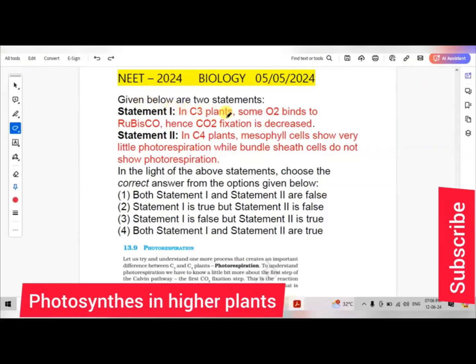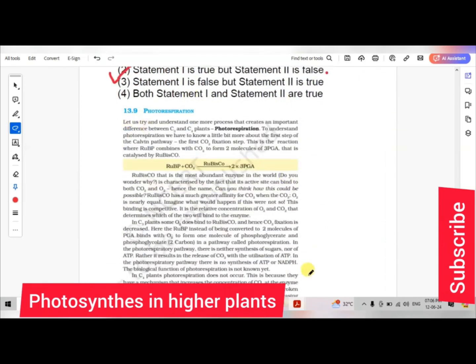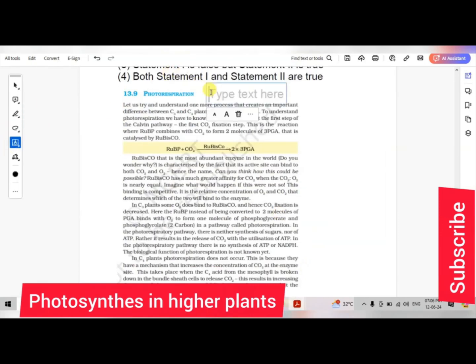Statement 1. In C3 plants, some O2 binds to rubisco and hence CO2 fixation is decreased, and it's right. Statement 2. In C4 plants, mesophyll cells show very little photorespiration while the bundle sheath cells do not show photorespiration, and it is wrong. And so option 2, statement 1 is true, but statement 2 is false. You can see the NCERT line regarding photorespiration from the chapter known as photosynthesis in higher plants. Statement 2 is wrong because the photorespiration does not occur in C4 plants as they lack rubisco in mesophylls.